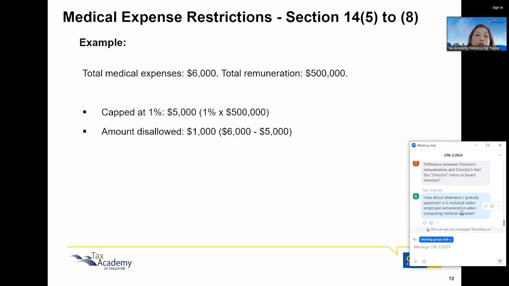For this example, there are total medical expenses of 6,000 and total remuneration of 500,000. Assuming that the company didn't have any of the schemes, we will cap the allowable medical expenses to 1% of the total remuneration. So 1% of 500,000 is 5,000, but the medical expenses is 6,000. So 6,000 minus 5,000, the amount that is disallowed is 1,000, and we have to add back the 1,000 in the tax computation.